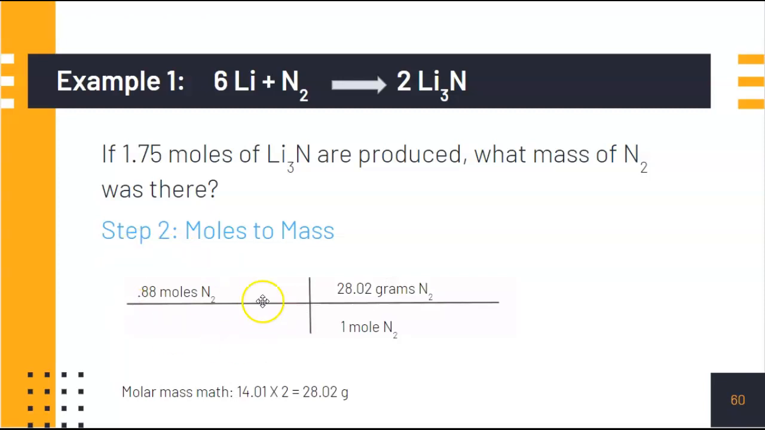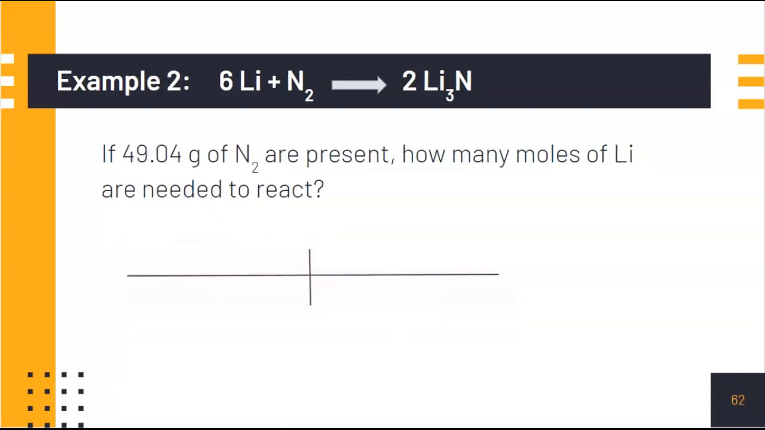Okay, so then for my math here, I'm going to do 0.88 times 28.02, and I'm going to get 24.66. And this should make sense because this is a little less than the molar mass, and 0.88 is a little less than 1. So logically, the mental math works there. Okay, so that's how many grams I would produce.